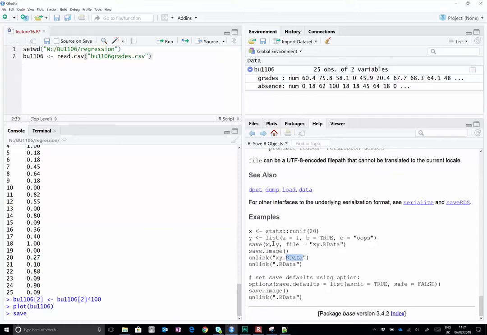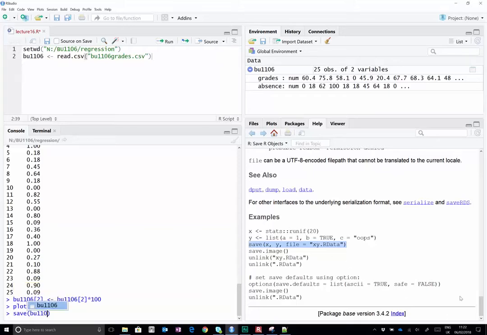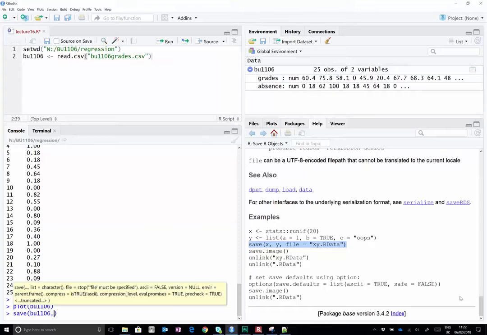So what do I need to type? Let's try to copy that. In this case, it looks like they saved two things in that file. But how could it work saving BU1106? Just take BU1106. Okay, now it knows what we want to save, and now we need to say where we want to save it.